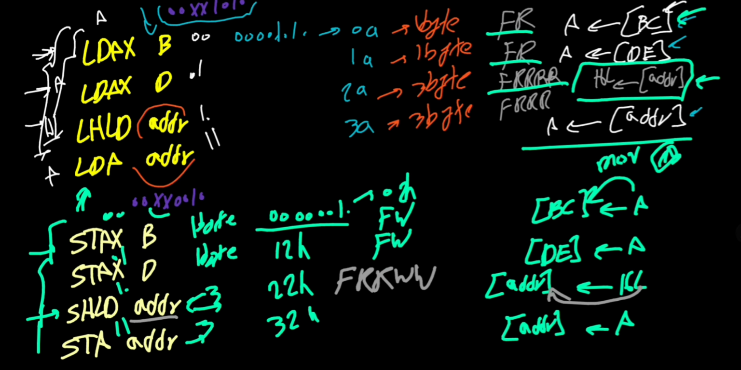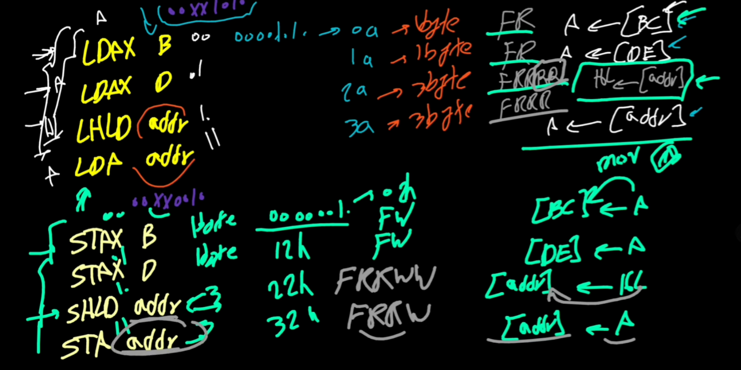F, R, R, W, W, only the last two would be different. And here also we would have one fetch, then two reads to read the address and put it on the address bus to select a memory cell, and writing the value in the A to the memory cell which has been selected by putting the result of these two reads, which would be this address, on the address bus. So it would have one write.